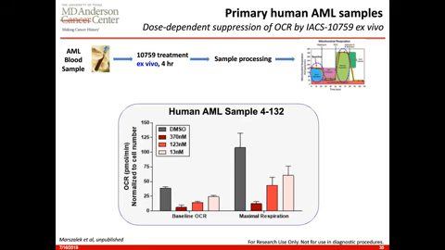So we further tested with our primary human AML samples, taking human AML blood. The samples were isolated and enriched with cancer cells. Then we conducted ex vivo treatment with IX-10359 for 4 hours, then plated them on the Seahorse plate. And here we show ex vivo spiking of 10359 is able to potently reduce OCR with the human AML samples in a dose-dependent manner. As low as 10 nanomolar of compound, we're able to suppress OCR about 50%.